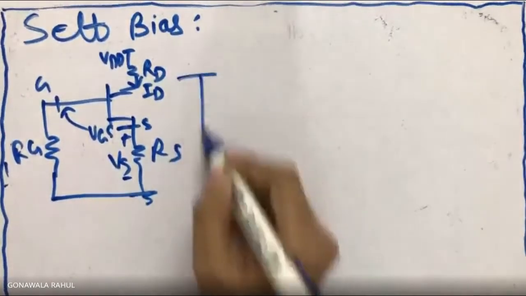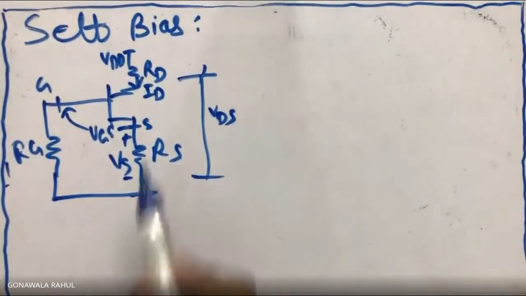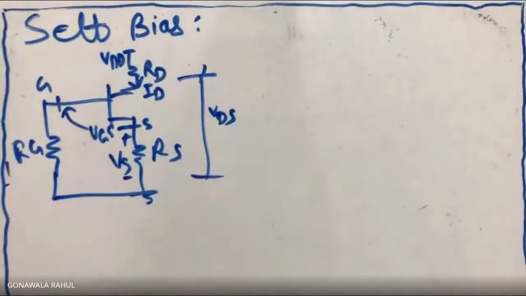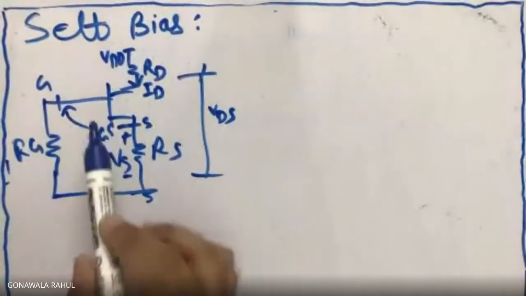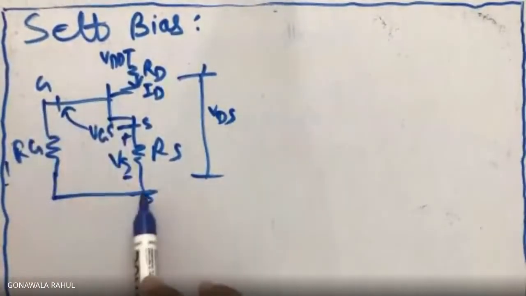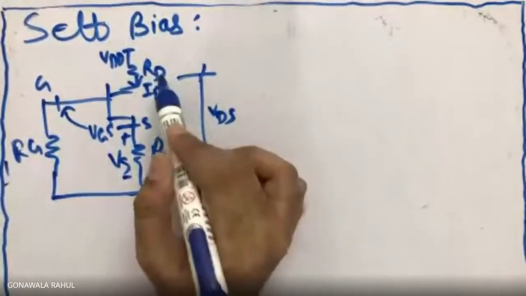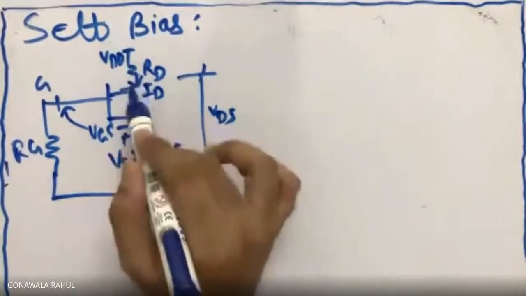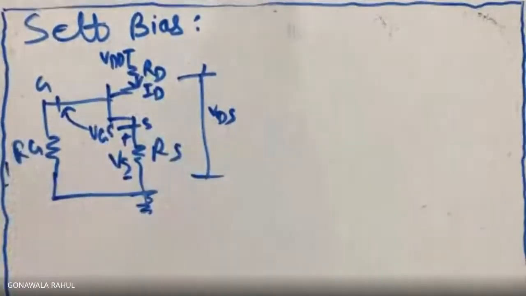Output VDS here. Only see here, in the previous case we have two batteries. Here only one battery, so only one drain supply, no gate supply is available. Gate terminal is connected through RG to the ground. So when drain voltage is applied, a drain current flows. When drain voltage is applied, drain current flows even if no gate supply is there.